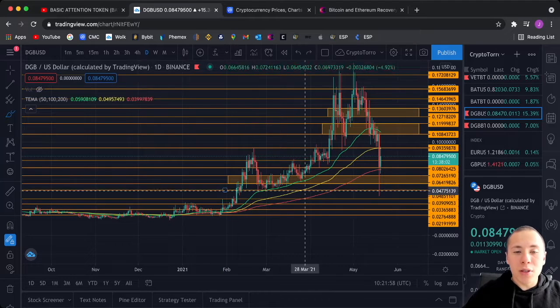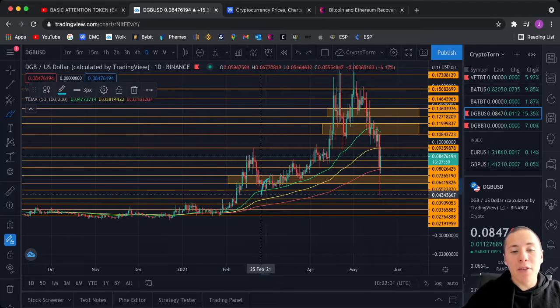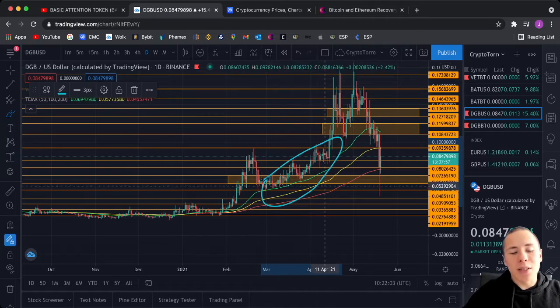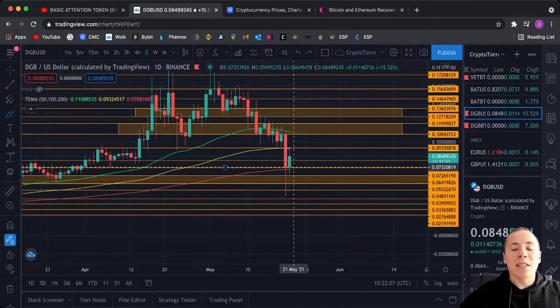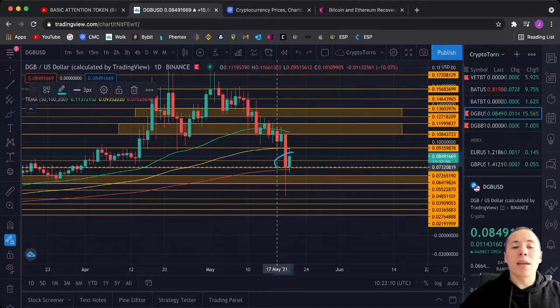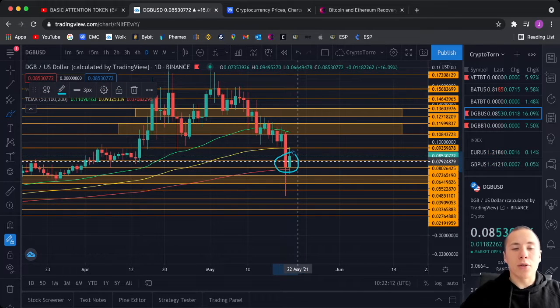But as well, you can see when the price is above the moving averages, it means that we are still in an uptrend, and that's why I'm personally looking at Digibyte, and hopefully it won't be going even further down below the 200-day moving average.